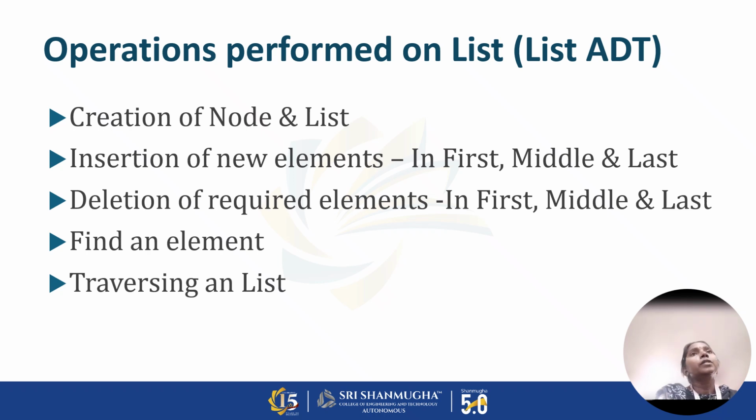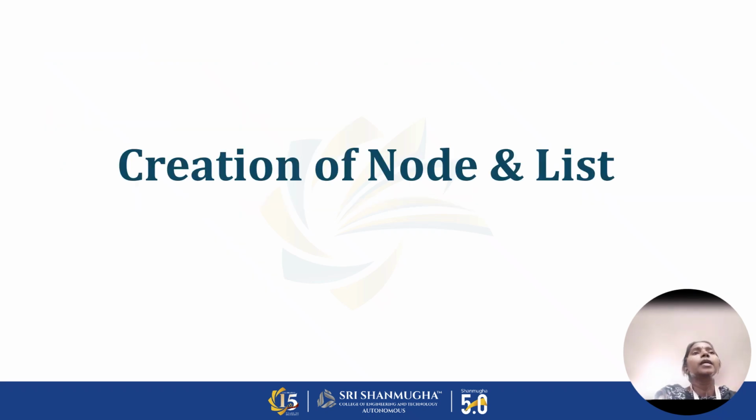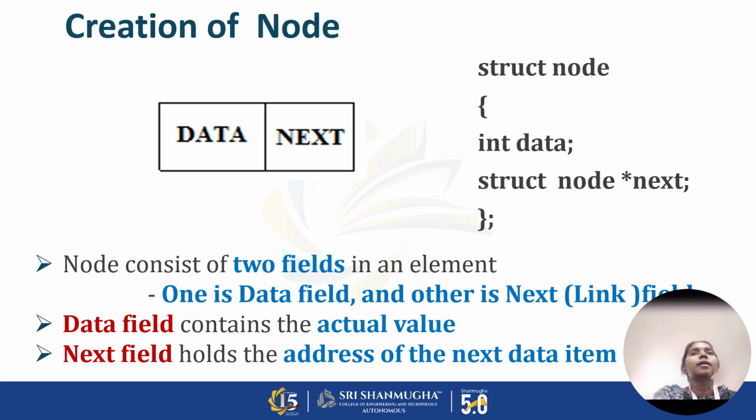The operations performed on a list are: first, creation of a node and list; insertion of a new element at first, middle or last; similarly deletion of a required element at first, middle or last; finding an element; and traversing the list. All these operations we can perform on the list. Now, creation of node and list.